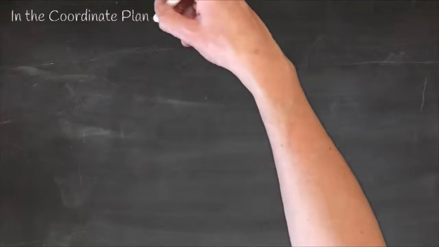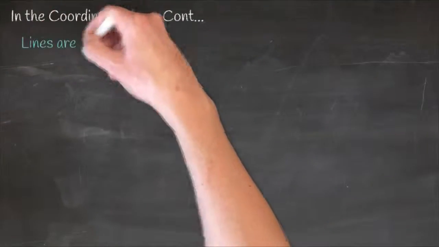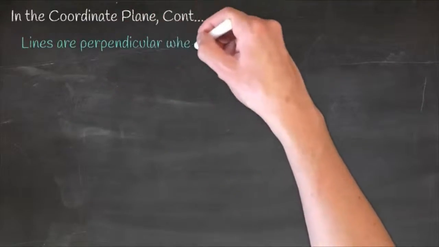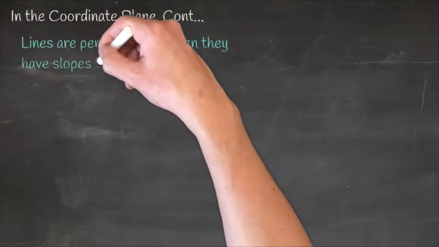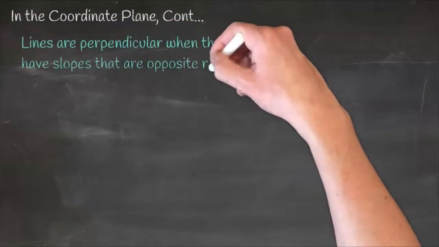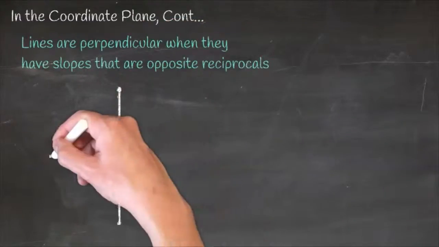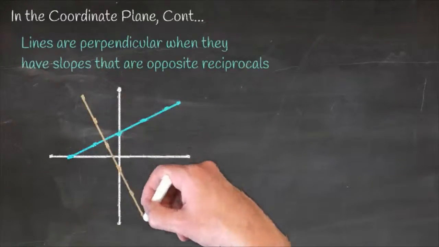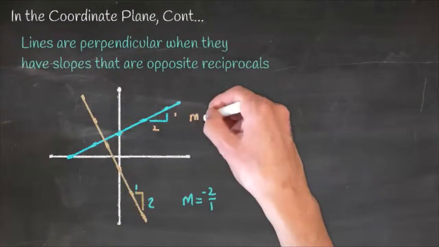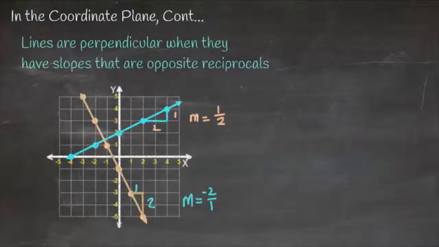So now that we're in the coordinate plane, when we look at lines that are perpendicular, we have to focus on their slopes. Lines are perpendicular when they have slopes that are opposite reciprocals. If we take a look at this example right here, we've got two lines. We've got that light blue line, it has a slope of 1/2, and then we have this orangish line, it has a slope of -2. Opposite reciprocals. Number one, the reciprocal of 1/2 is 2/1. So that's the reciprocal part. And then the opposites means one would be positive and one would be negative.